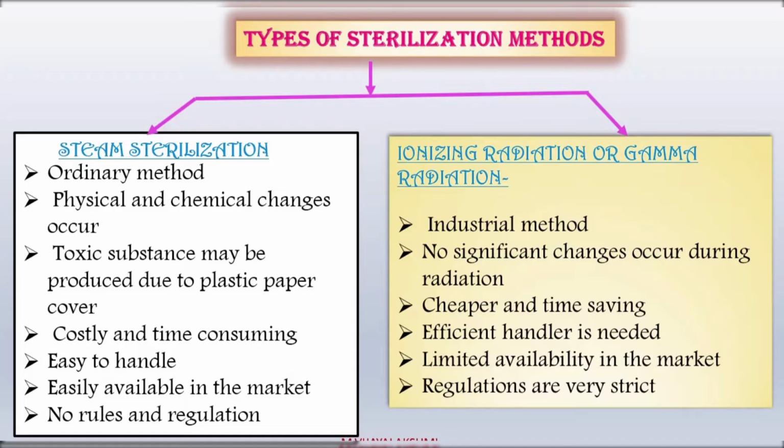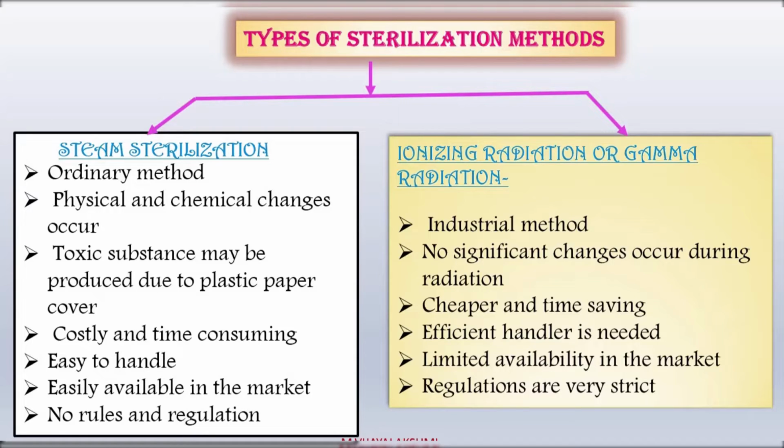That's why you may use a bulk amount of carrier material for sterilizing purposes. That's why we are using gamma rays for the sterilization. Next, steam sterilization is costly as well as time consuming, though easy to handle. The gamma radiation technique is cheaper as well as time saving, and efficient handlers are needed for this technique.